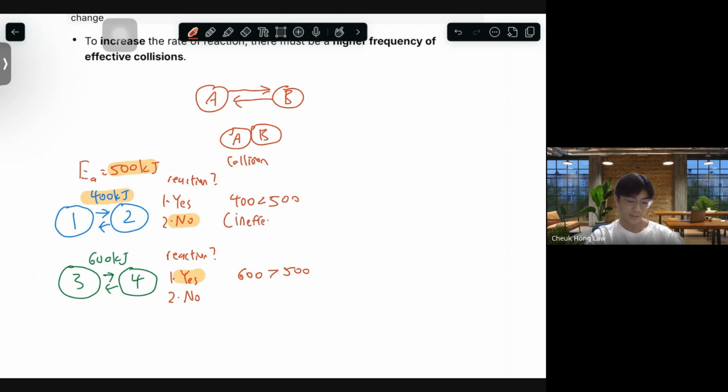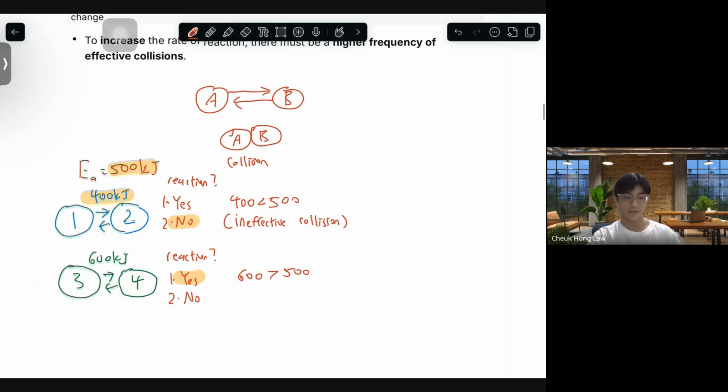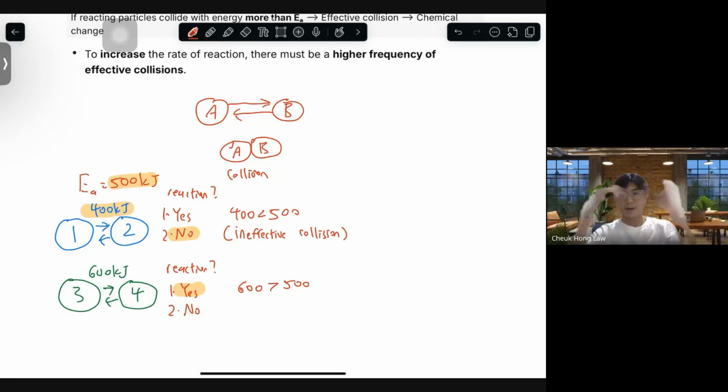We call this ineffective collision. Okay, so when your particles collide and they don't meet the activation energy, you call this an ineffective collision. Okay, so what will happen? They'll just bounce off each other. Nothing will happen to them.